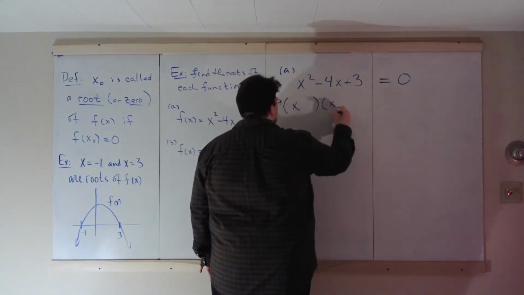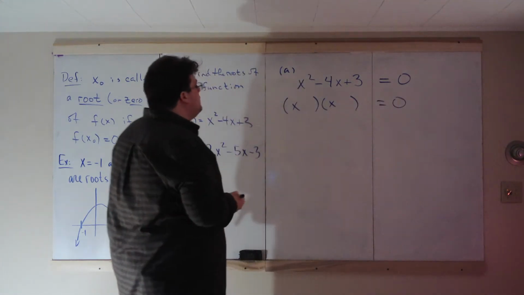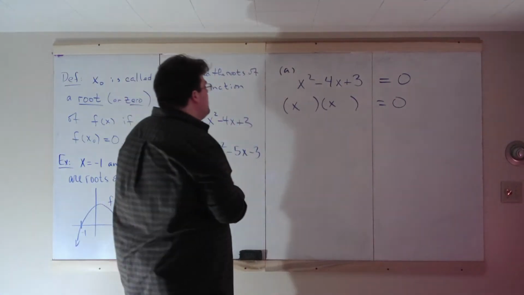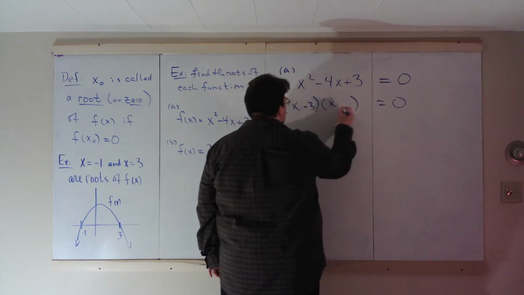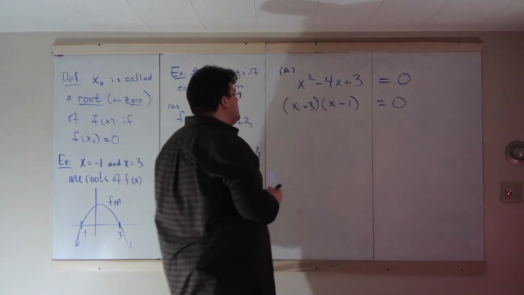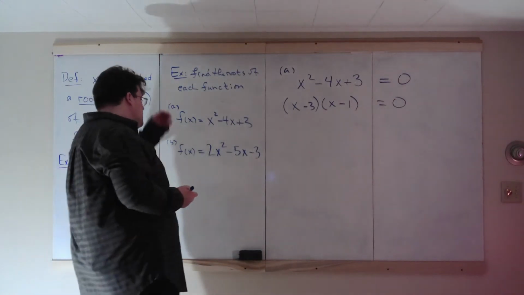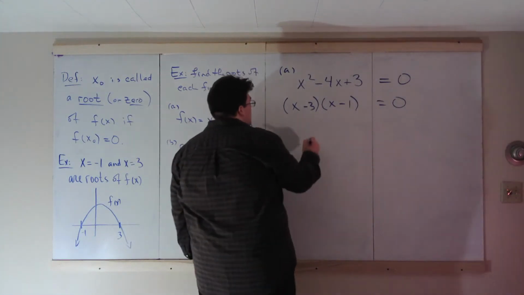How can we factor this? Well, we need numbers which multiply to 3, which add to negative 4. 3 and 1 make 3, 3 and 1 make 4, so negative 3 and negative 1 will multiply to positive 3. Negative 3 minus 1 equals negative 4. So we have the product of two things equaling 0.